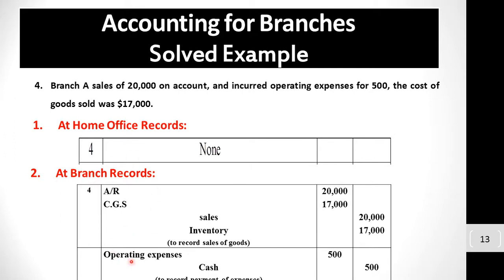It is split into two parts, one entry to record the sales and one entry to record the expenses. Here we can say that we sold goods for 20,000 on account, and its cost was 17,000. Journal entry here will be accounts receivable in the debit for 20, cost of goods sold for 17, sales for 20, inventory for 17. This is to record the sales.